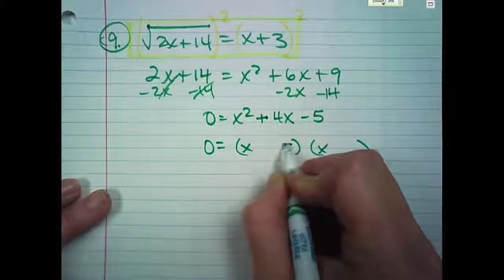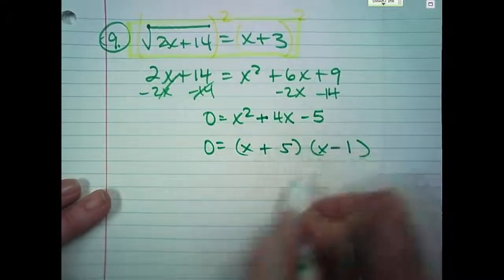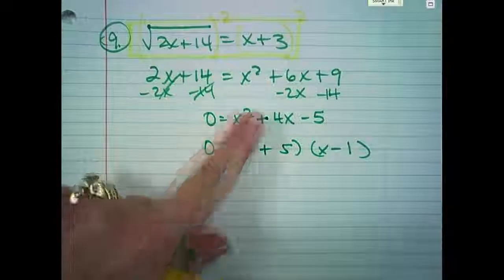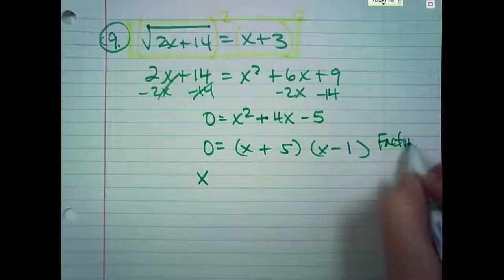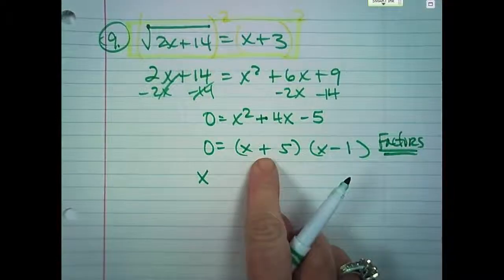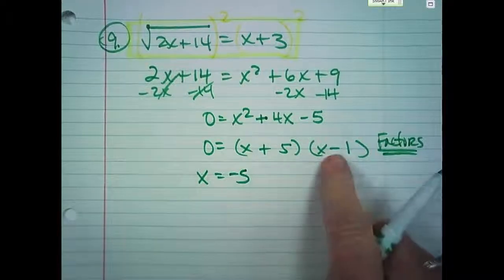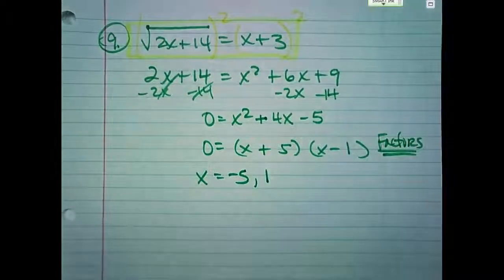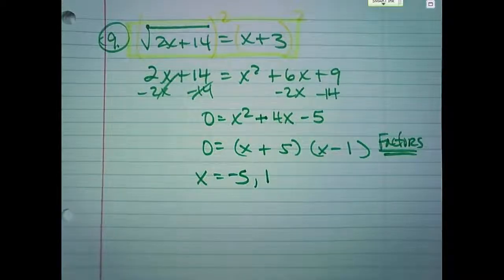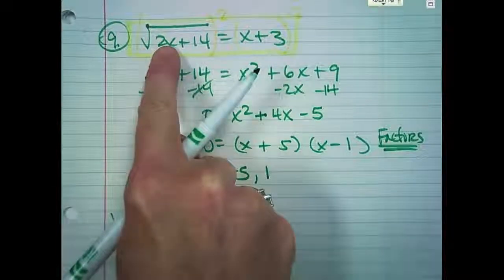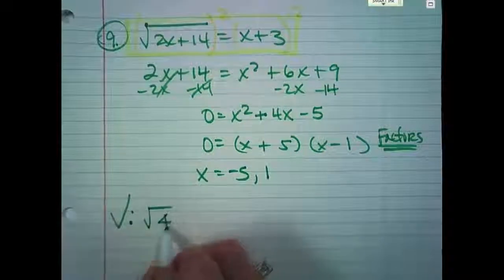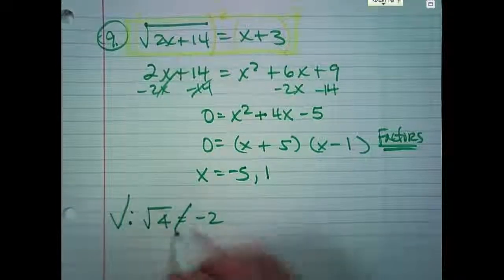You can check it real quick. X and x is x squared, 5 and negative 1 is negative 5. Those are my factors, guys. Or my roots, my solutions. If you set this equal to 0, you would get negative 5. And if you set that equal to 0, you would get 1. You have to check them both. See which one works. Two times negative 5 is negative 10. So you get the square root of 4 equaling negative 2. That's not true.